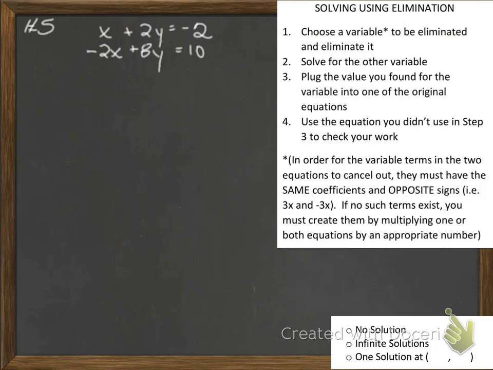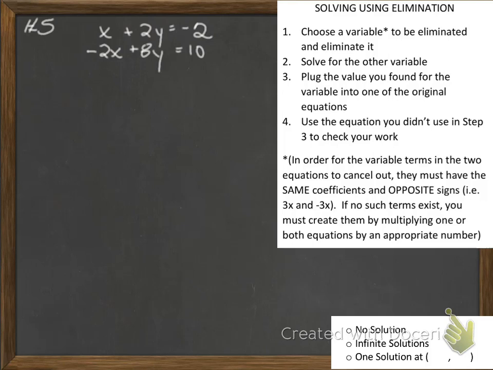Okay, let's look at this next example. So we have x plus 2y equals negative 2, and we have negative 2x plus 8y equals 10. So hopefully you can see if we simply added these without doing anything else, we get negative 1x plus 10y equals 8. So doing that does not eliminate either x or y. So that means that we have to do an extra step.